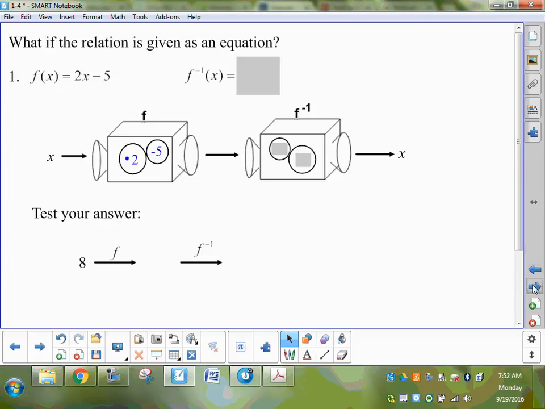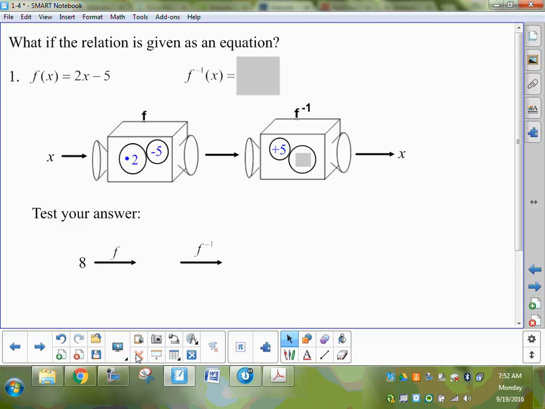Now, it says, what if the relation is given as an equation? Looking at what's here, let's track what's getting done to the input. In the original, the first thing getting done to the input is I take the input and multiply it by 2. Then to that value, I subtract a 5. Now the inverse is going to have us do things in the opposite order. The first thing that I would do is add a 5, because that was the last thing that I did before.